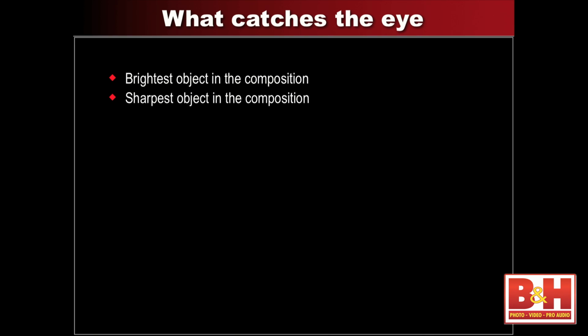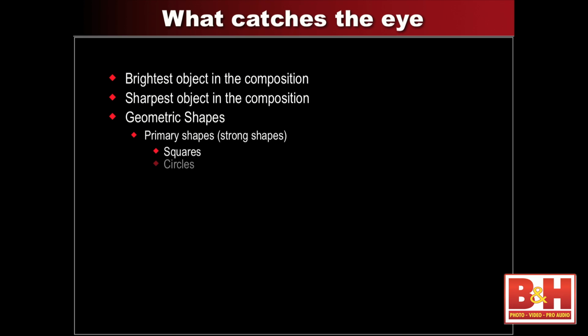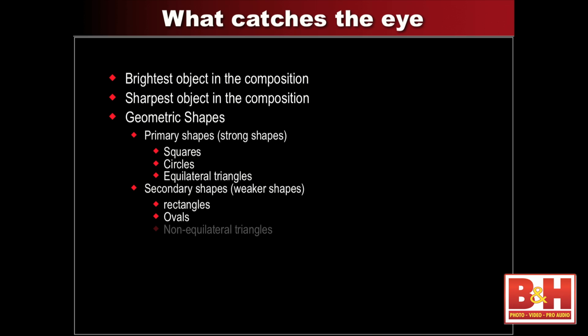So what catches the eye? Well, there's a lot of things that catch the eye. The brightest object in the composition, the sharpest thing in the composition, geometric shapes, which includes primary shapes, which are more important, like squares, circles, and equilateral triangles, more important than your secondary shapes. But your secondary shapes will get your attention too: rectangles, ovals, non-equilateral triangles, and then other sorts of shapes as well. And I'll talk about all these in particular.